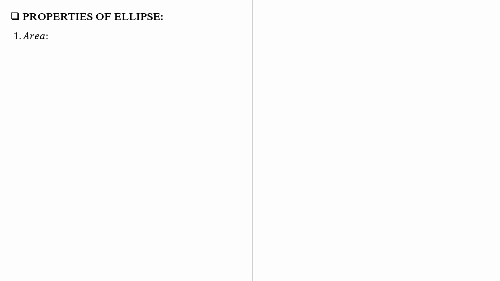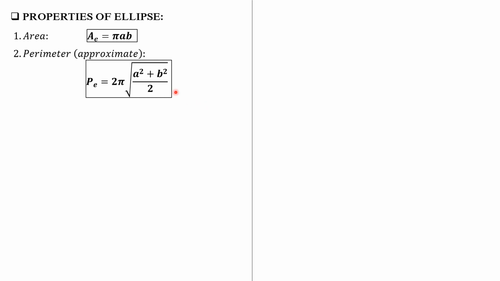The perimeter, these are approximate formulas. One is the perimeter of an ellipse: 2 pi square root of the quantity a squared plus b squared over 2. Just like for the circumference of a circle, 2 pi square root of r squared plus r squared over 2 is equal to the square root of r squared, which is r. So 2 pi r.